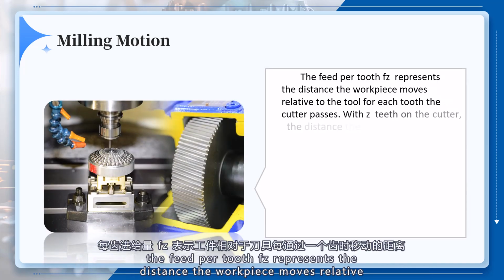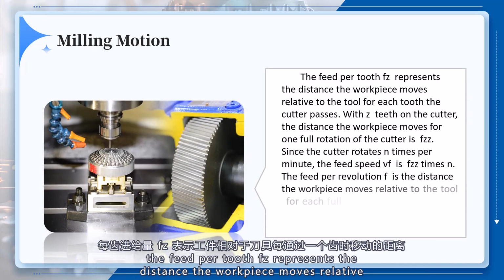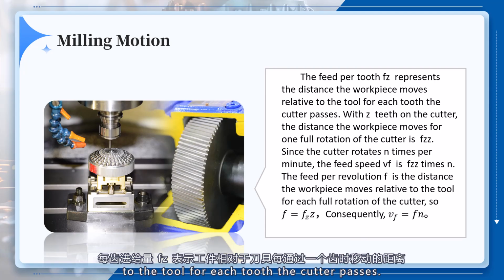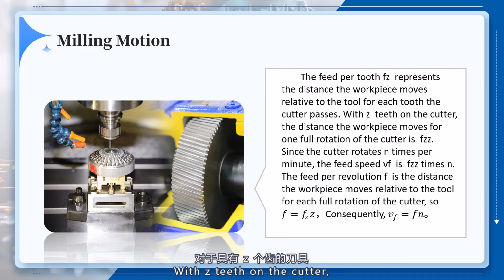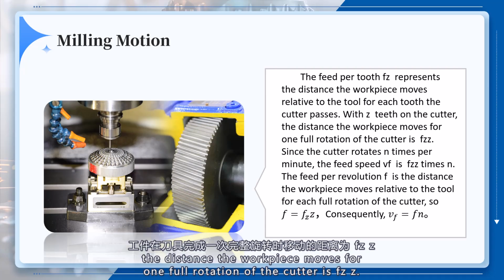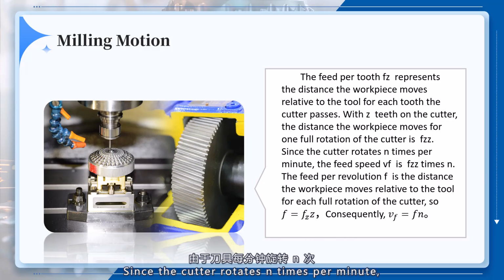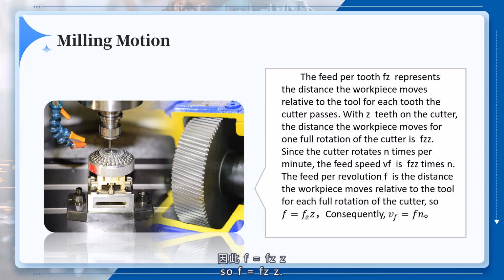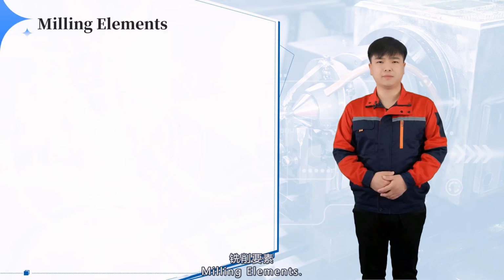The feed per tooth Fz represents the distance the workpiece moves relative to the tool for each tooth the cutter passes. With Z teeth on the cutter, the distance the workpiece moves for one full rotation of the cutter is FzZ. Since the cutter rotates n times per minute, the feed speed Vf equals FzZn. The feed per revolution F is the distance the workpiece moves relative to the tool for each full rotation of the cutter, so F equals FzZ. Consequently, Vf equals Fn.